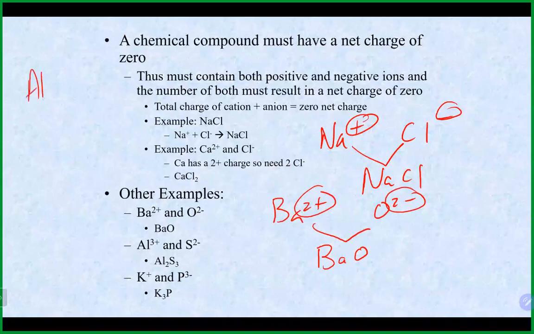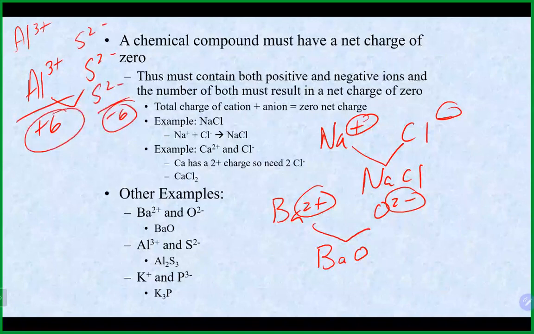If I take something like my aluminum and my sulfide, if I were just to put those together, one of each, what would I end up with in terms of the charge? We would end up with a +1 charge, right? And we can't do that. So the common number between 3 and 2 is 6. So to get the aluminum to +6, you need 2 of them. To get the sulfide to -6, you actually need 3 of them. So +6 and -6 balances out, gives us a proper form of Al2S3.